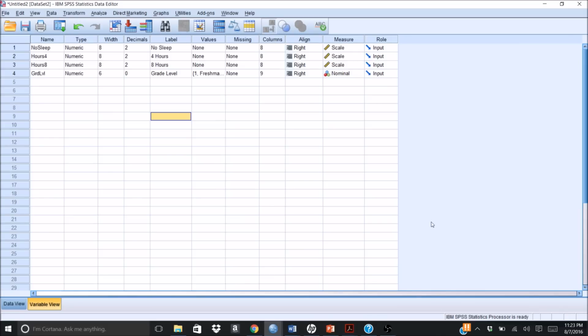Hi there, folks, and once again we are going to try something with SPSS. We are going to be working on ANOVAs today, and we're going to be doing both a between subjects ANOVA and a within subjects ANOVA, also known as a repeated measures ANOVA.